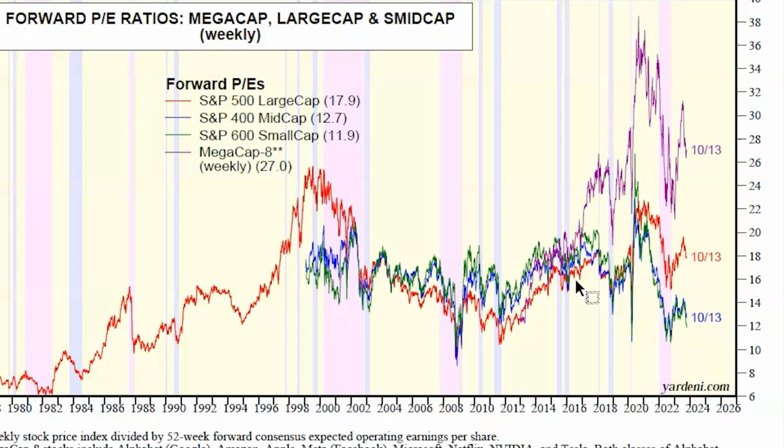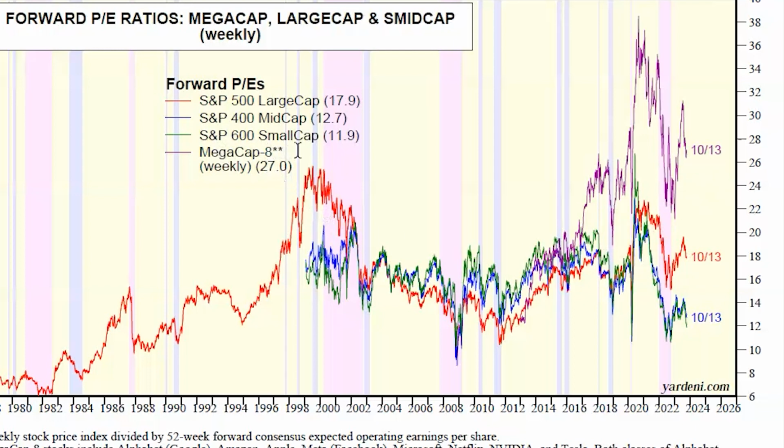Now the mega caps, the big companies, Google, Apple, Microsoft, these huge companies, are way high. So this tells me they're probably overpriced. The PE ratio is too high. I don't want to invest in those right now. Maybe there are going to be some issues. Maybe they're going to pull back.